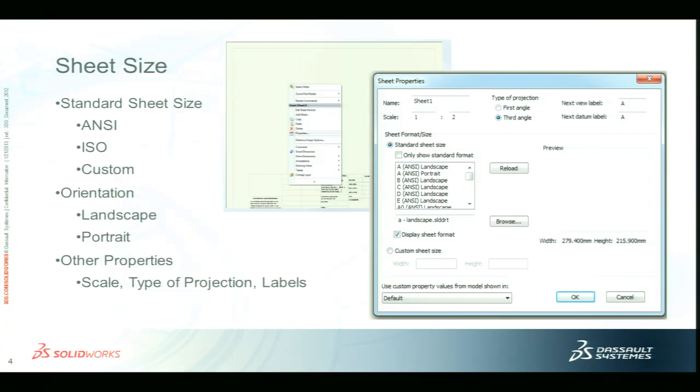The one right beside it is your type of projection. First angle and third angle projection. All those are just different ways of looking at your views. In North American continents, you're going to use the third angle.